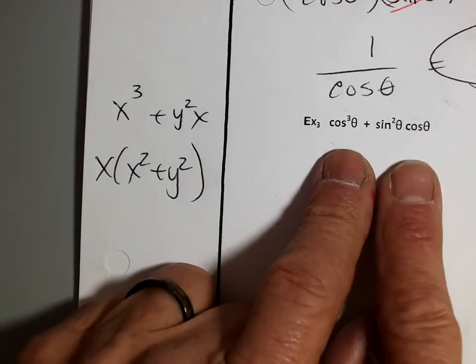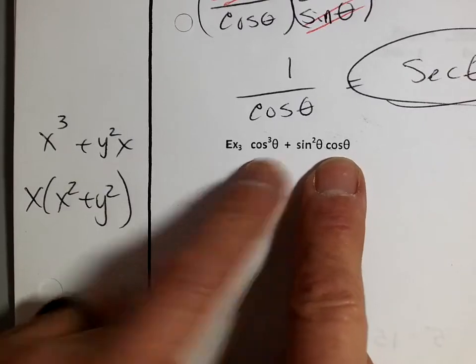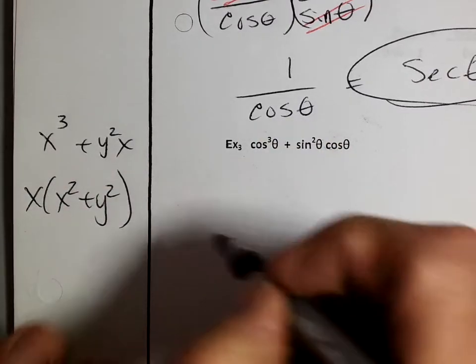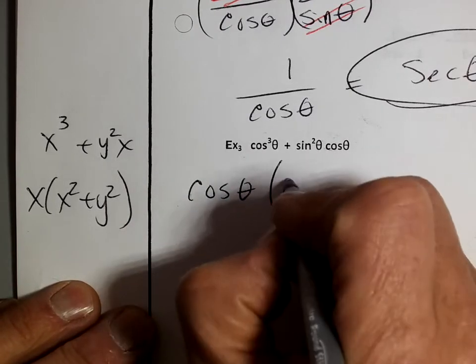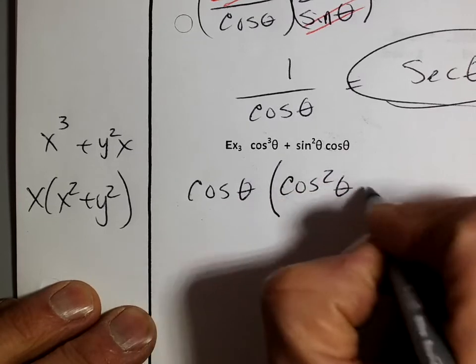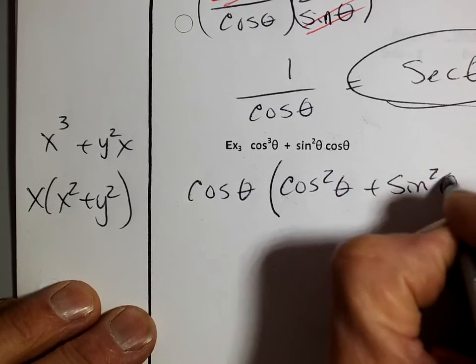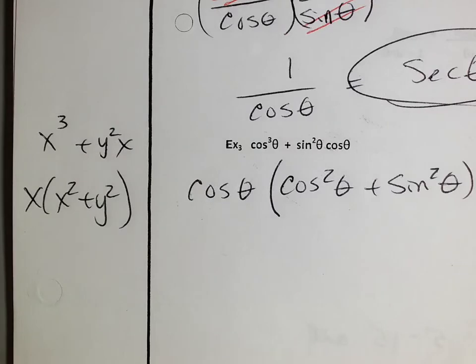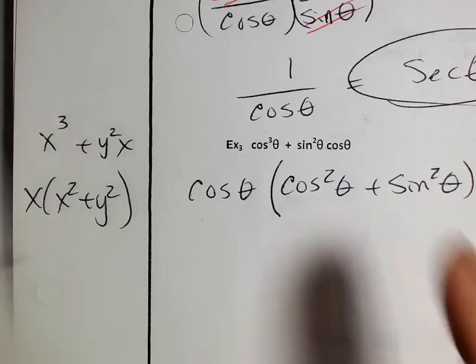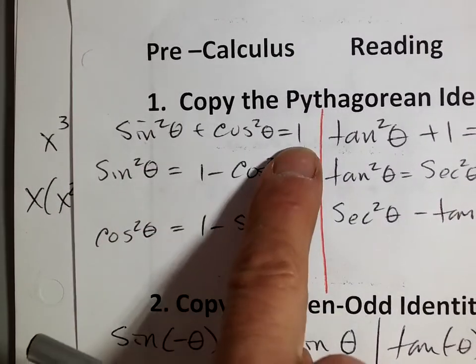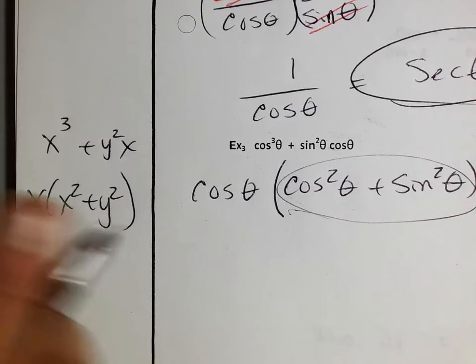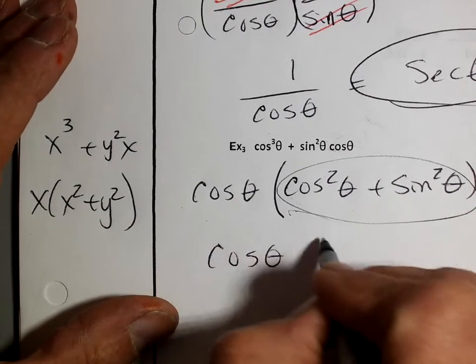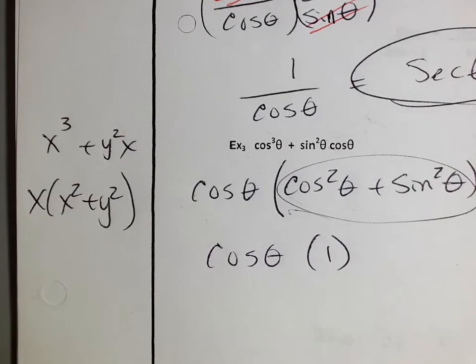So if I look at example 3, let's common factor out a cosine. If I common factor out a cosine of theta, I'll be left with cosine squared theta plus sine squared theta. Now remember, when you see the squares, look at your Pythagorean identities. Sine squared plus cosine squared is 1, right? So this becomes 1. So I've got cosine theta times 1, which is just cosine theta.